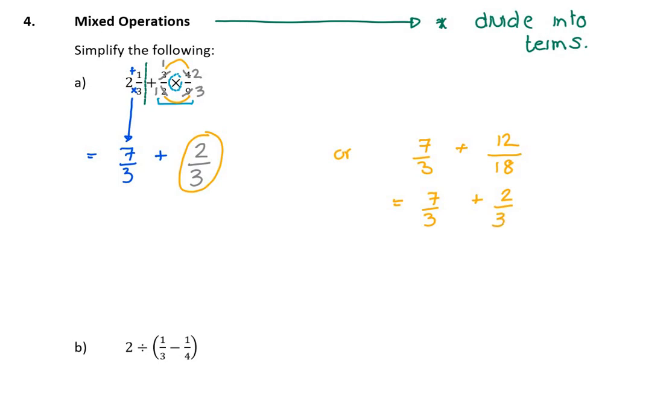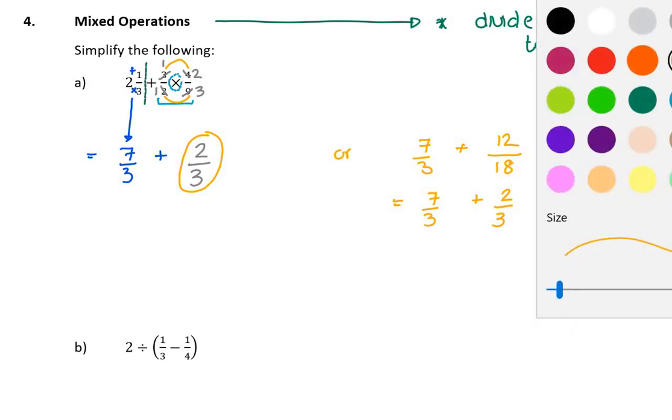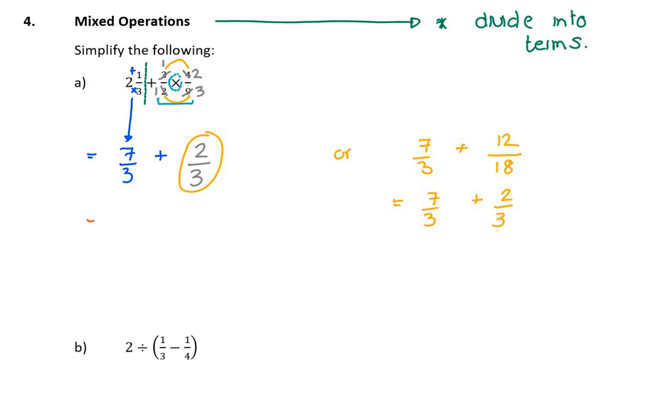So if you do top times top, bottom times bottom, try to always simplify your fraction first before you start adding, simply because it could make your life much easier. Now when I add, don't forget I add the tops, and my denominators are the same, and guess what? 9 over 3 is actually 3.